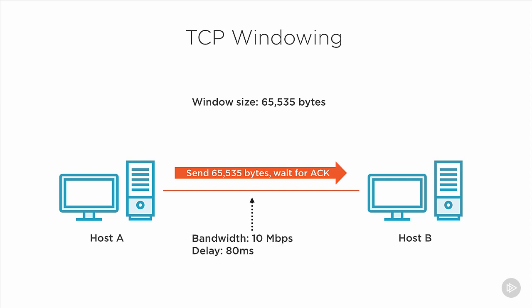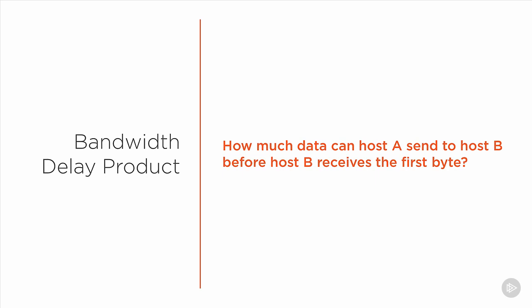Well, suppose that host A and host B have a TCP connection set up across a 10 megabits per second link with a delay of 80 milliseconds. We can use this bandwidth and delay information to figure out how much data host A can send before host B even receives the first byte. This is called the bandwidth delay product. So how much data can host A send to host B before host B receives that first byte? And why do we even need to know that? Well, let's figure out the answer to the first question, and then we'll tackle the why.